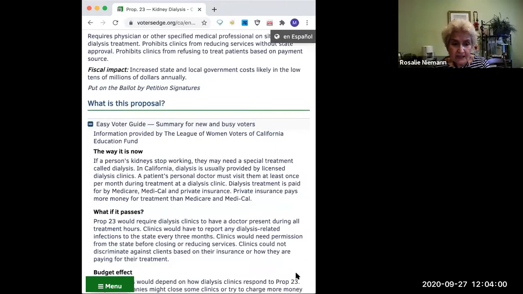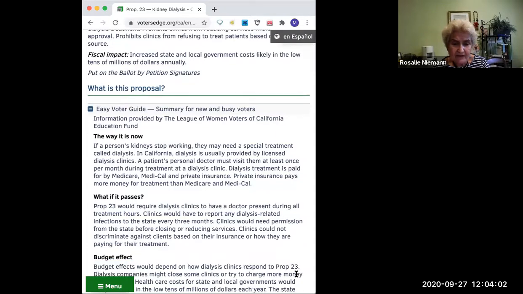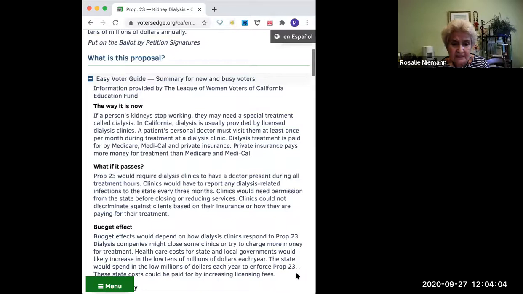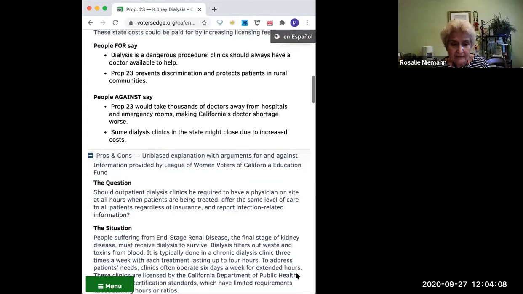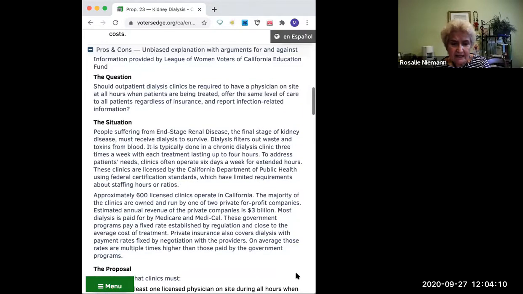The situation is people suffering from end-stage renal disease need dialysis. It is typically done in a chronic dialysis clinic 3 times a week, with each treatment lasting up to 4 hours. There are about 600 licensed clinics.